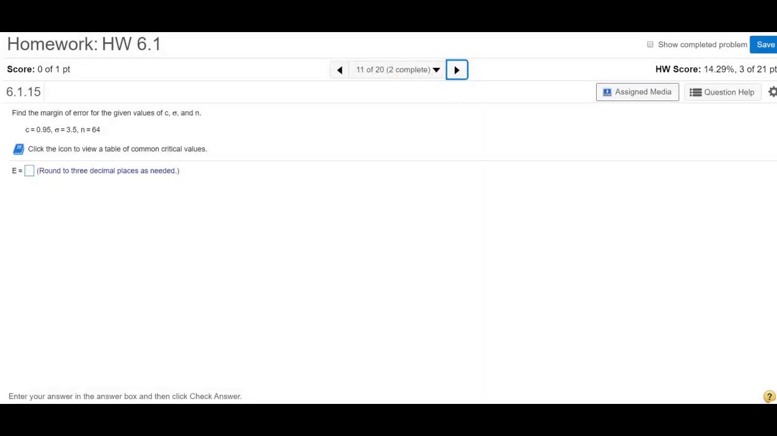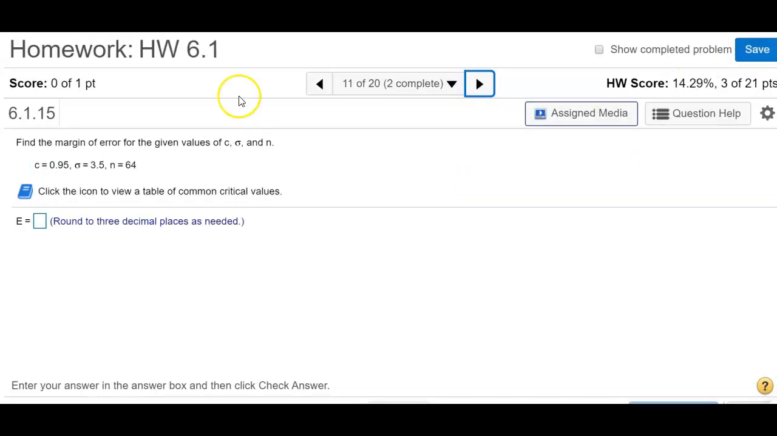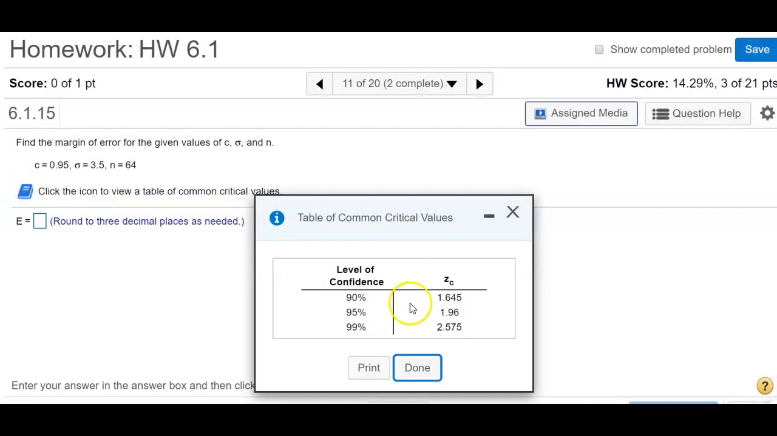The next one here, let me expand this, is find the margin of error for given values of c, standard deviation, and n. Let me write this down. But before you do that, let me click here. You see what they give you here? They say click on the values for critical value.